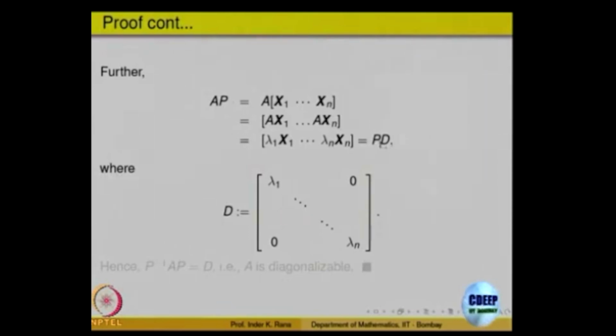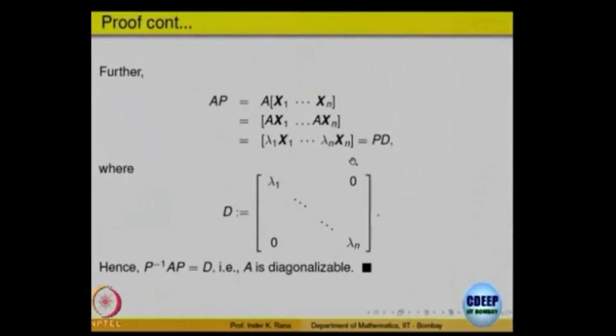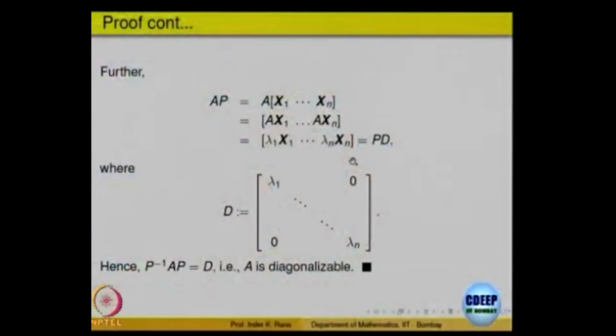P is invertible, so that can be written as P inverse AP is D. There is nothing in the proof except writing the matrix multiplication A times P as A times the column vectors and expressing it appropriately. So this proves the theorem that a matrix A is diagonalizable if and only if there are n eigenvalues and the eigenvectors corresponding to them form a linearly independent set. So that is the condition for diagonalizability.